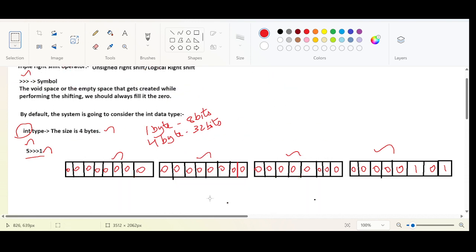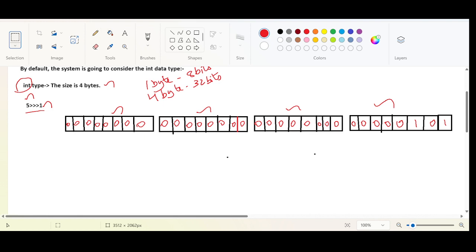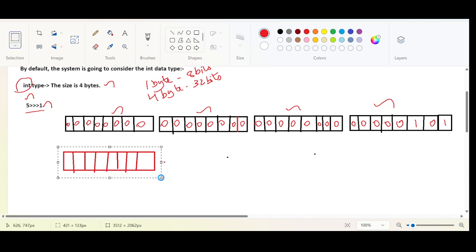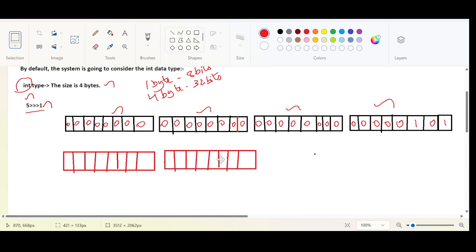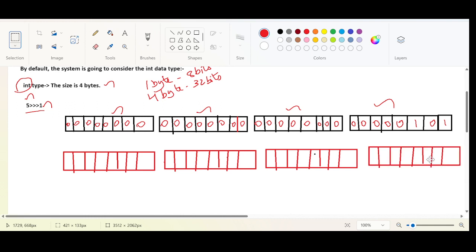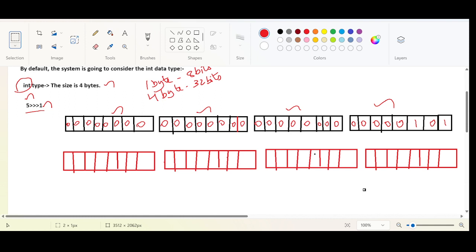Not all the values got copied. Okay, let me redo this once again: 1, 2, 3, 4, 5, 6, 7. Okay, we got it. So we are trying to do the triple right shift. This is what we have.